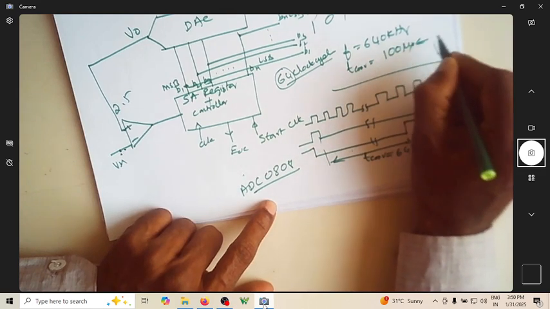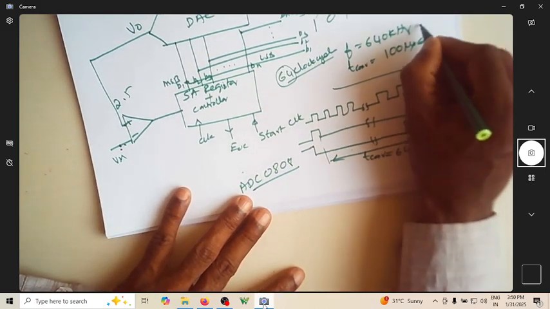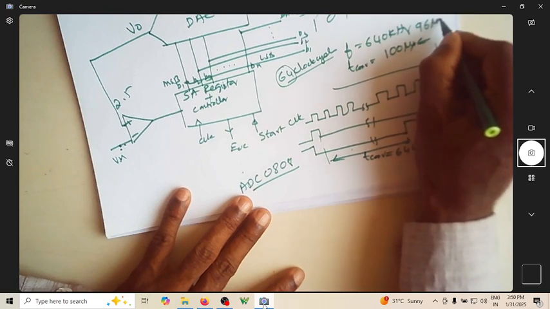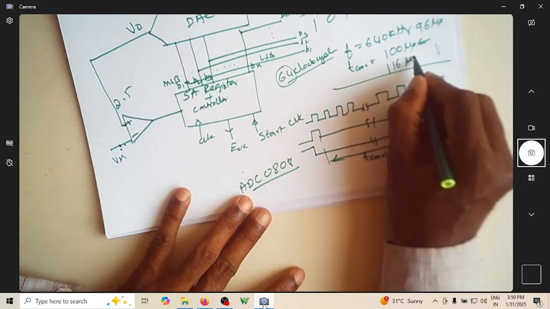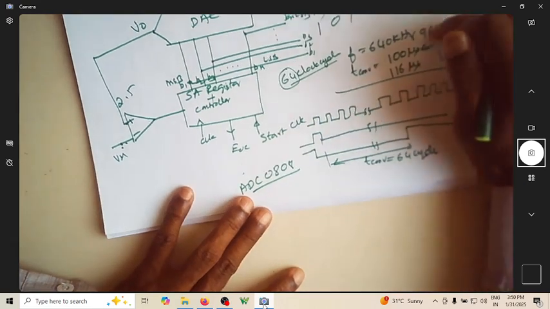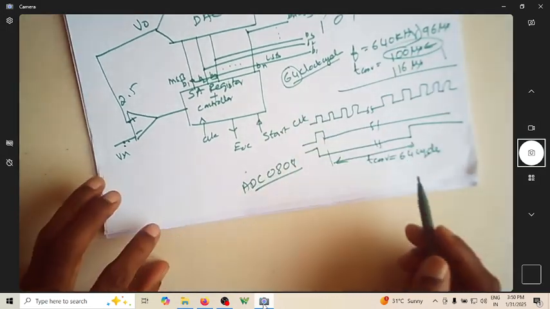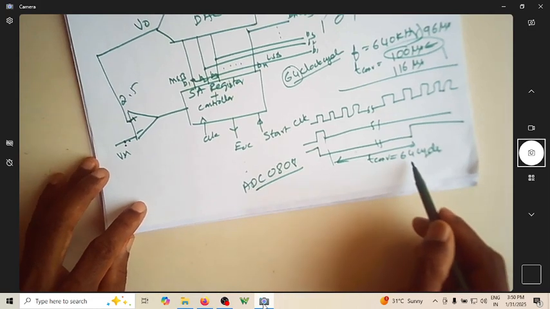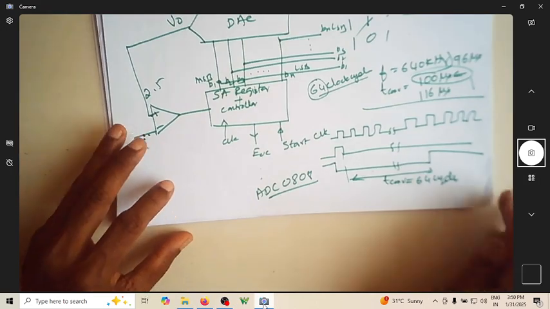This is your data sheet information. It can happen even in 96 microsecond, or it can take 116 microsecond as the longest time. So typically it is 100 microsecond. That means it takes 64 clock cycles at a frequency of 640 kilohertz.